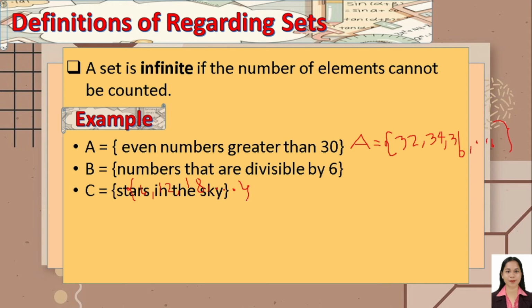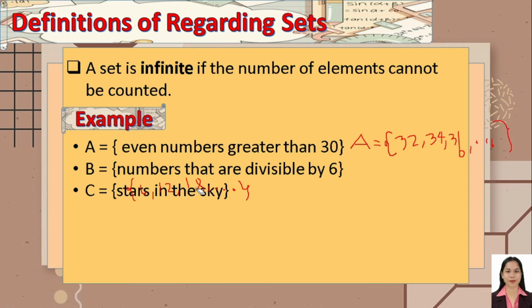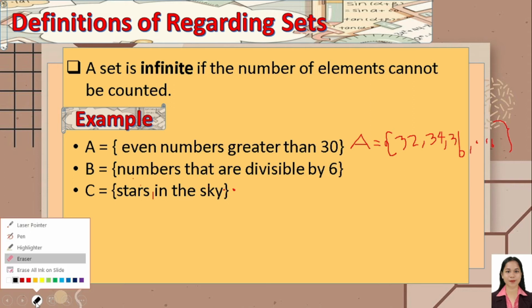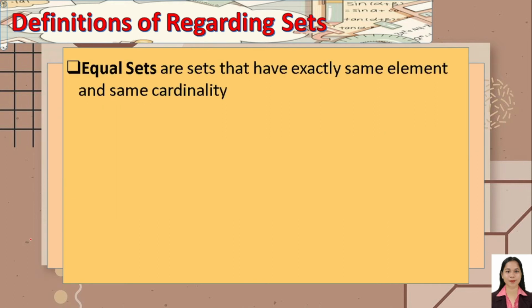And set C, we have stars in the sky. So, stars in the sky, you cannot count the stars in the sky. Okay? So, therefore, in real life situation, this is an infinite set. Okay? Marami pa tayong makikita ditong infinite set. Mango tree in province of Sorsogon. So, hindi naman natin mabibilang kung ilan yung mango tree na dito sa Sorsogon. Okay?